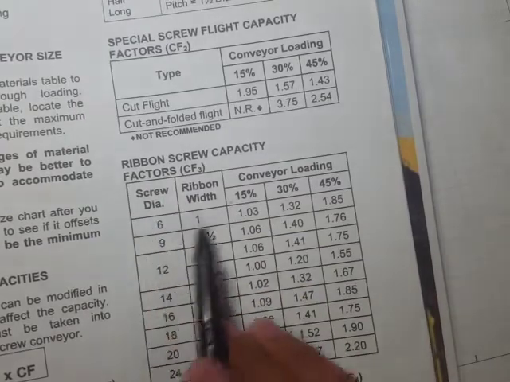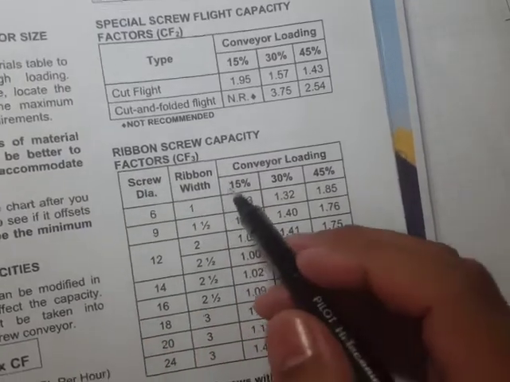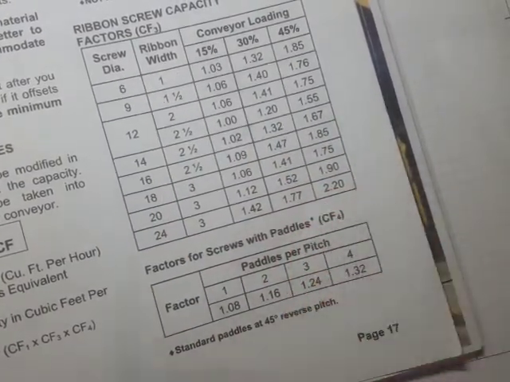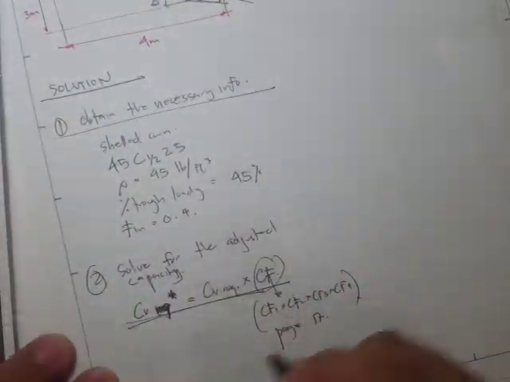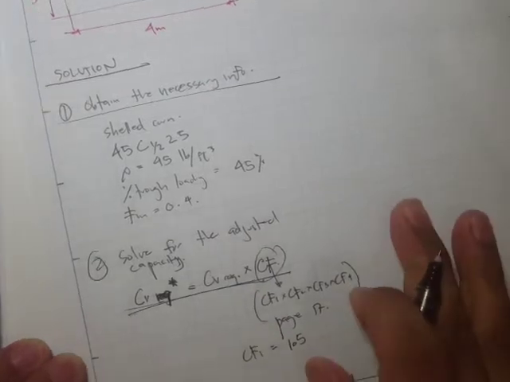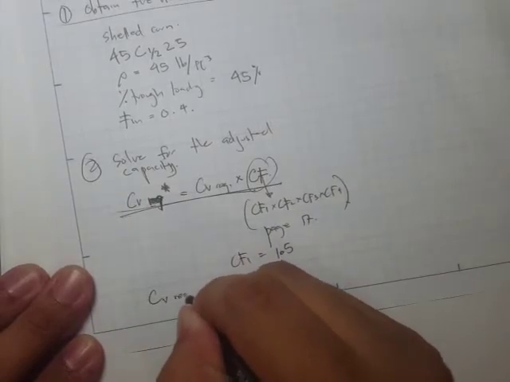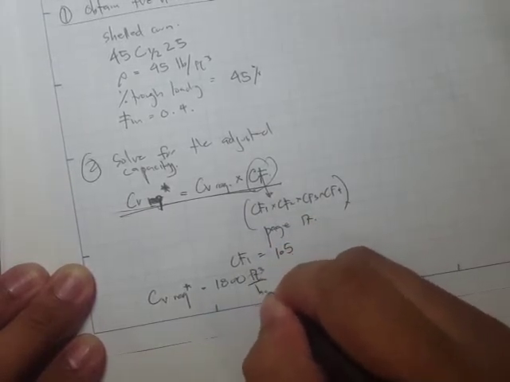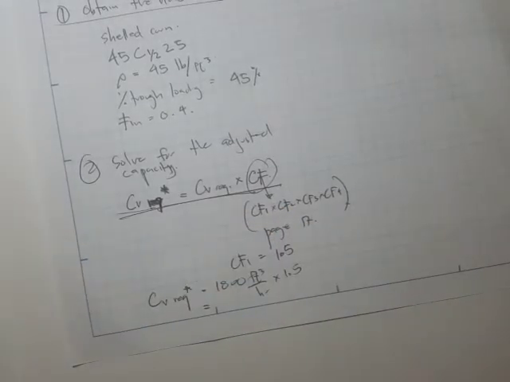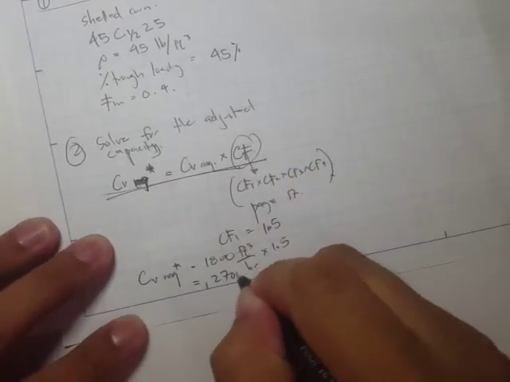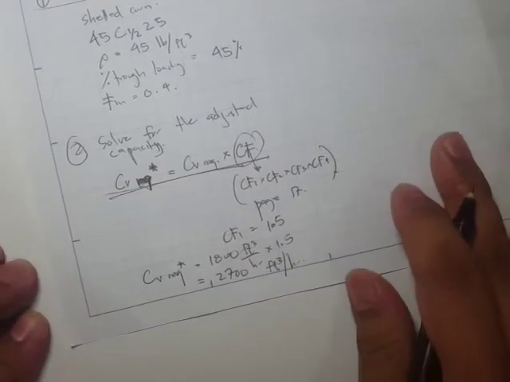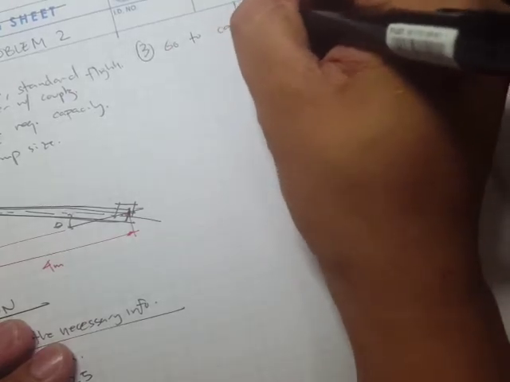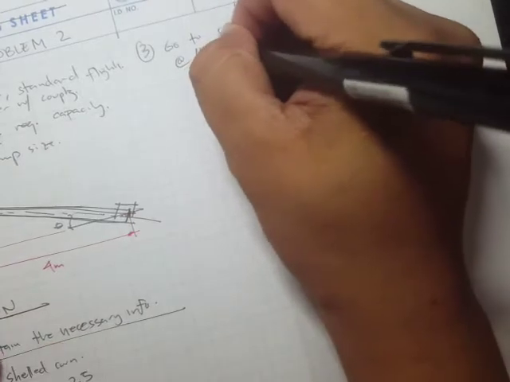Okay, and for the CF3, that's the ribbon screw capacity. Okay, so if you have a ribbon flight and if you have a paddle flight, then you have to take into account those factors. Okay, so for us, it's just 1.5. Okay, so CF1 is equal to 1.5. So therefore, CV required is equal to 1,800 feet cube per hour times 1.5, and it's equal to 2,700 feet cube per hour. Okay, so the next step is to go to the capacity table at 45% loading.